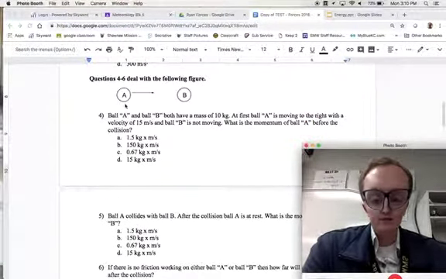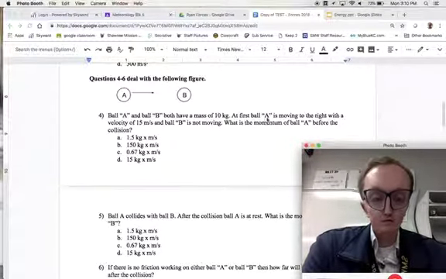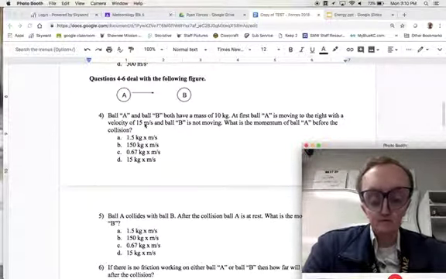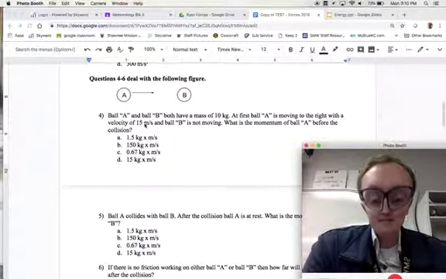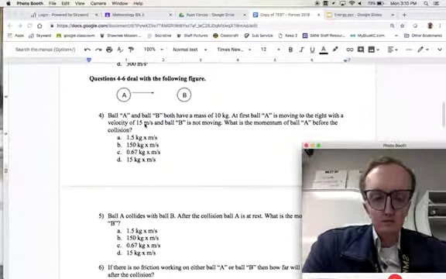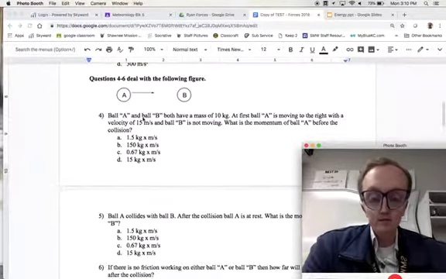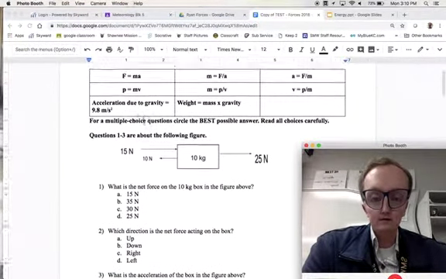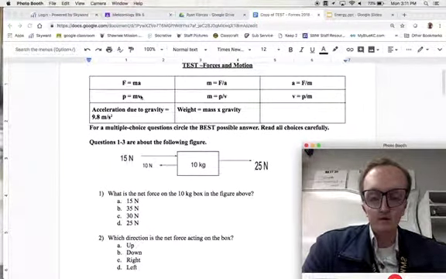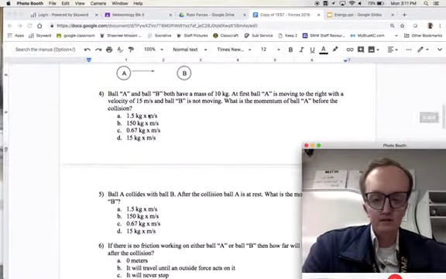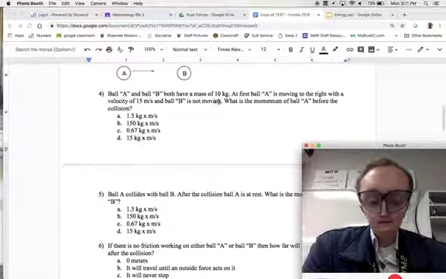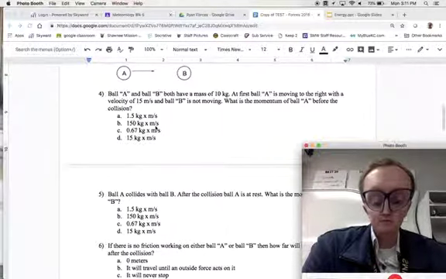Question number 4. Ball A right here is moving, ball B is not. They both have the same mass. If the first ball is moving to the right with a velocity of 15 meters per second, and B is not moving, what is the momentum of ball A before the collision? Well, momentum, back up here, is this equation right here. To figure out momentum, we do mass multiplied by velocity. So if we take the mass of the ball, that's 10, and the velocity of the ball, which is 15, and multiply those two together, we get 150 kilograms times meters per second.